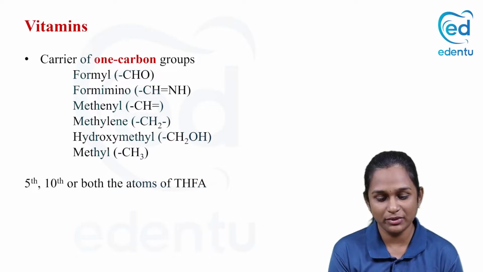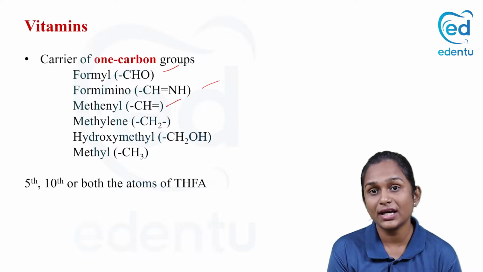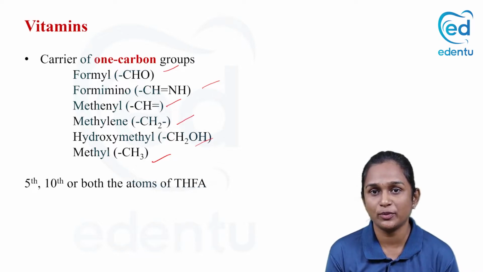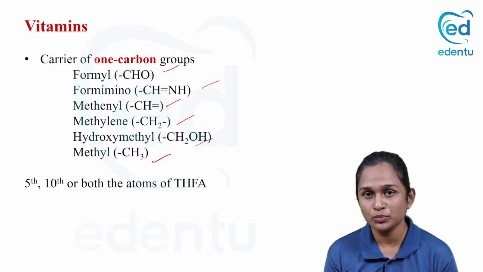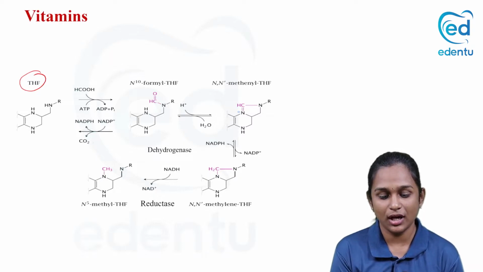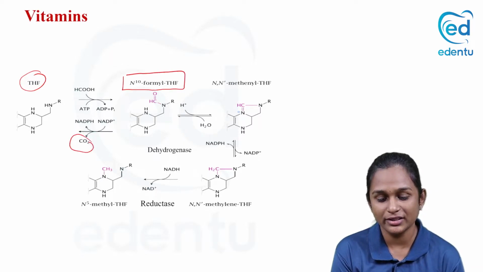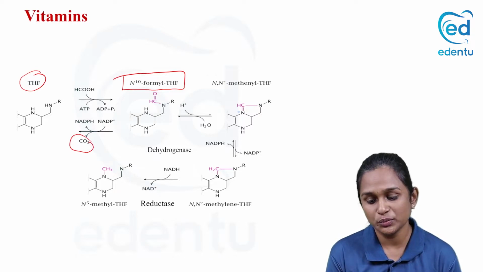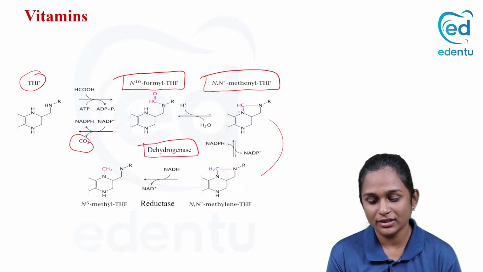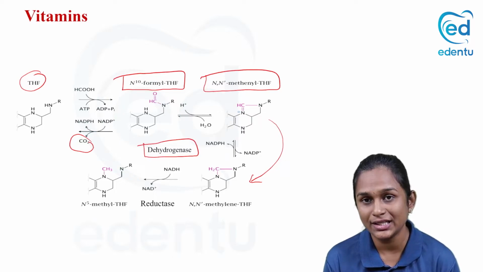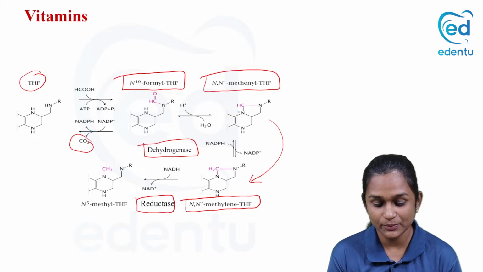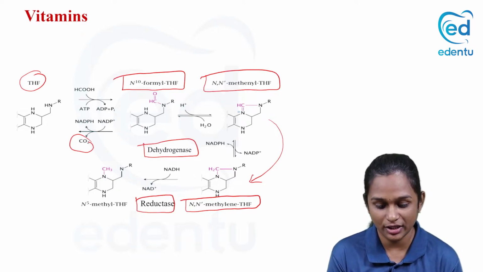This 1-carbon group can be in the form of formyl, formimino, methenyl, methylene, hydroxymethyl and methyl. This group can be attached to either the 5th position or the 10th position, or it can be attached to both. So how does tetrahydrofolate accept it? Tetrahydrofolate accepts the carbon dioxide and it forms N10-formyl tetrahydrofolate, and that is converted to methenyl tetrahydrofolate with the help of enzyme dehydrogenase. This methenyl tetrahydrofolate is converted to methylene tetrahydrofolate, and methylene tetrahydrofolate with the help of enzyme reductase gets converted to N5-methyl tetrahydrofolate.